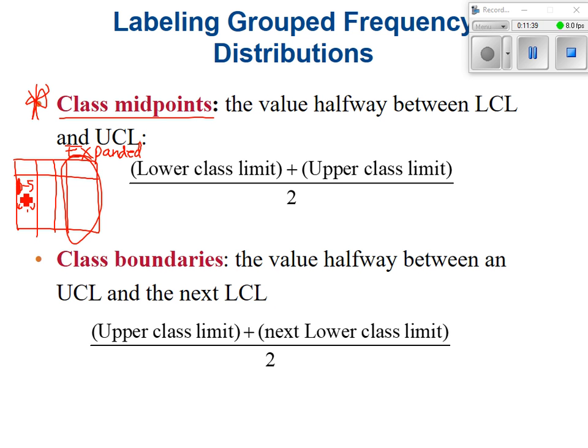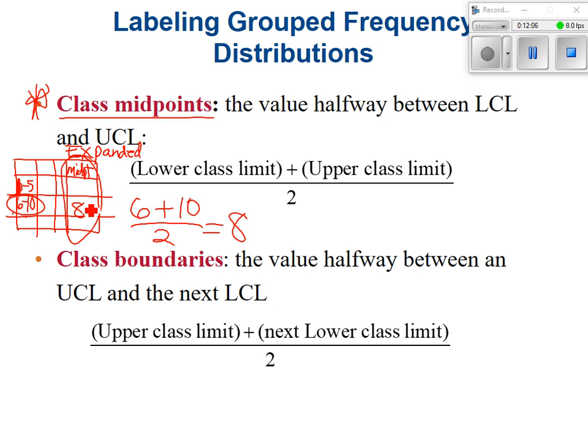To find our class midpoint, we just take the lower class limit and the upper class limit, add them together and divide by 2. So if I was trying to find the midpoint for this class, it'd just be 6 plus 10 divided by 2, which gives us 8. So the midpoint for that class would be 8, and we just find each one.